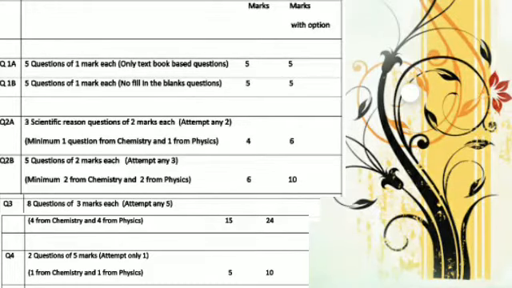Now we will see the paper pattern for this section 1. This section consists of total 4 questions. Question 1 has 2 subparts, A and B. Question number 2 also has 2 subparts. Then question number 3 and question number 4. Like this the pattern will be there for your section 1, which includes your physics and chemistry. Your chapters are divided into physics and chemistry.